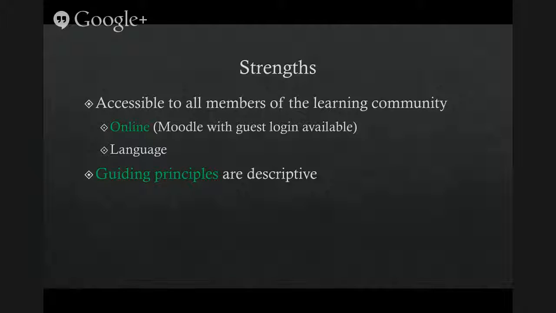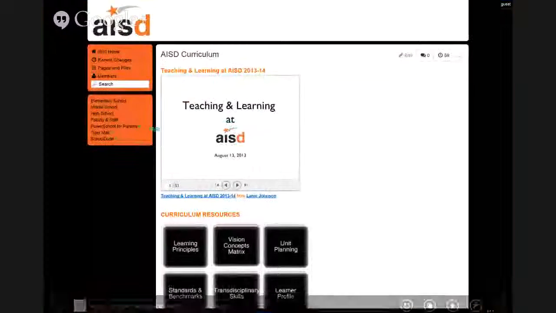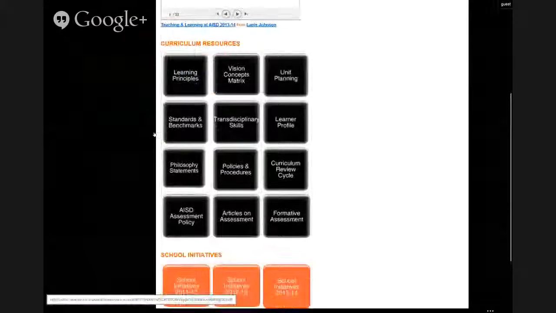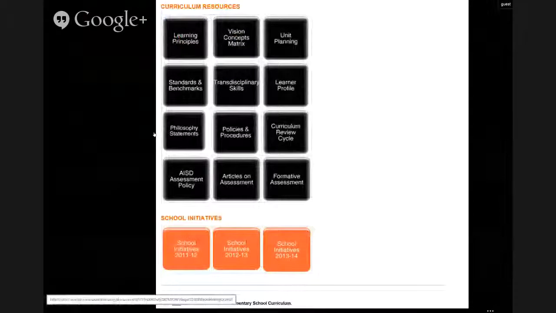The strengths of the curriculum are, number one, it's online. It's really quite nice. It's all within their Moodle page, and it's accessible to everyone in the learning community, and it contains not only the technology curriculum, but all the curriculum for the school.